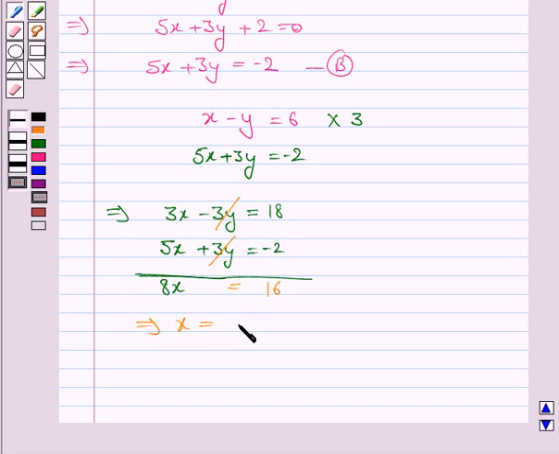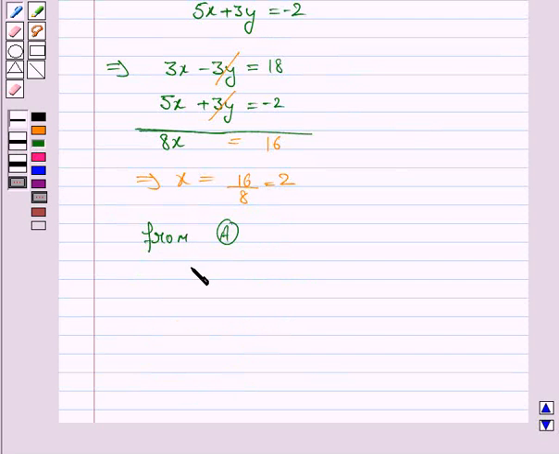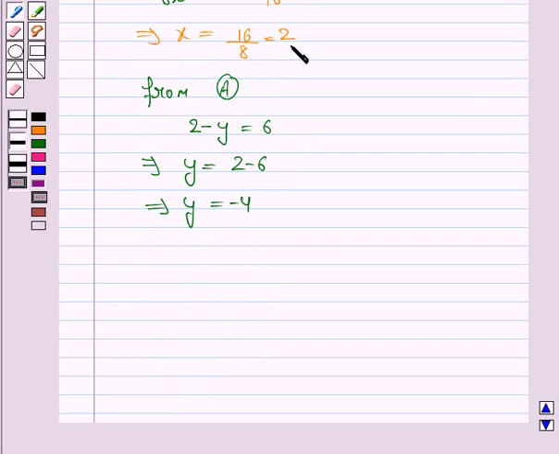So this implies x is equal to 16 upon 8, that is 2. Now, from equation A, we have x minus y is equal to 6. Now, x is 2, so 2 minus y is equal to 6. So we have y is equal to 2 minus 6, and this implies y is equal to minus 4. So x is equal to 2 and y is equal to minus 4 are the coordinates of the point P(x, y), where x is 2 and y is minus 4. Hence, the required point which is equidistant from the three given points is (2, -4).